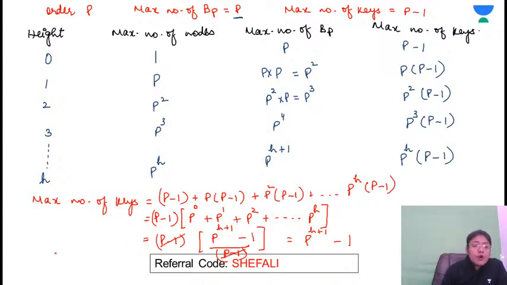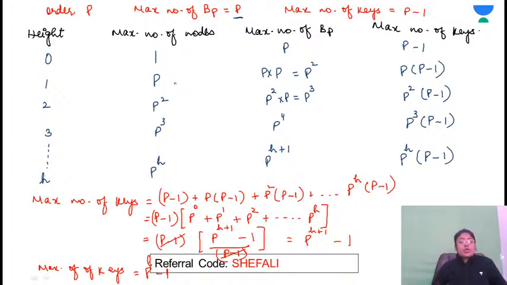And if they are asking for the maximum number of keys with level L, level is 1 less than the height, so it comes out to be p raised to power L minus 1. Similarly, can you find out the maximum number of nodes? It's just the GP series.